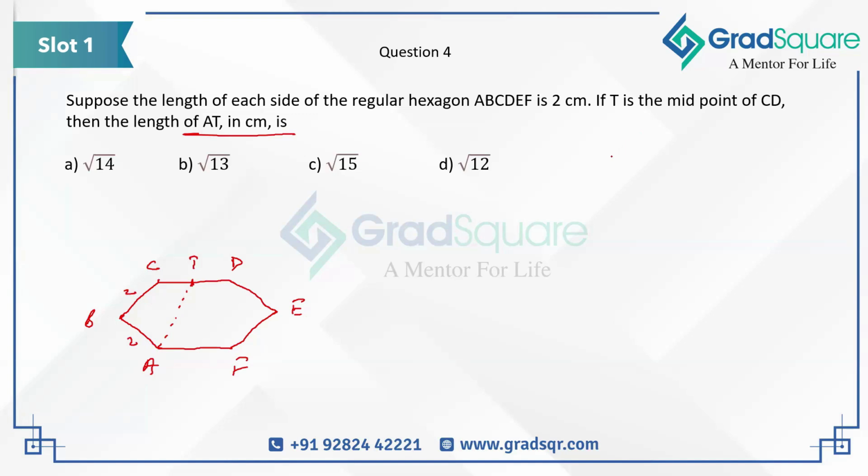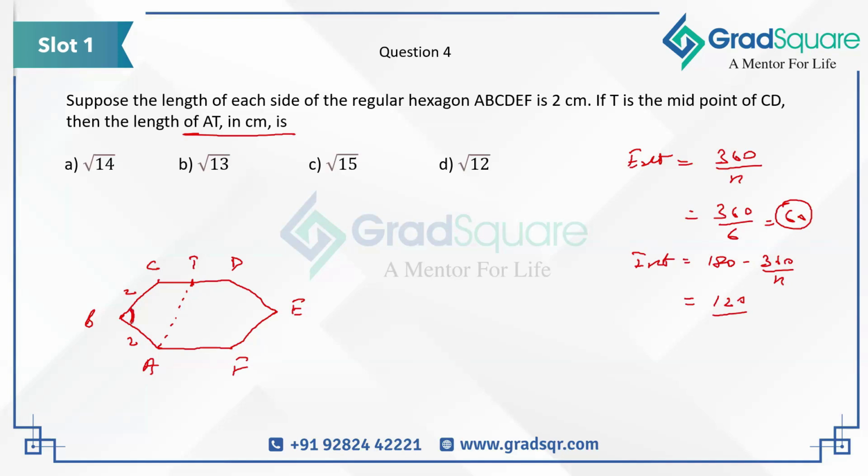For a regular polygon, which is a hexagon in this particular case, what is the exterior angle? Exterior angle is 360 divided by n. So in this case, it should be 360 divided by 6, which is 60 degrees. What will be the interior angle? The interior angle will be 180 minus the exterior angle, 180 minus 360 by n. In this case, the interior angle will turn out to be 120. That means this angle over here, which is the interior angle of your hexagon, is going to be 120.